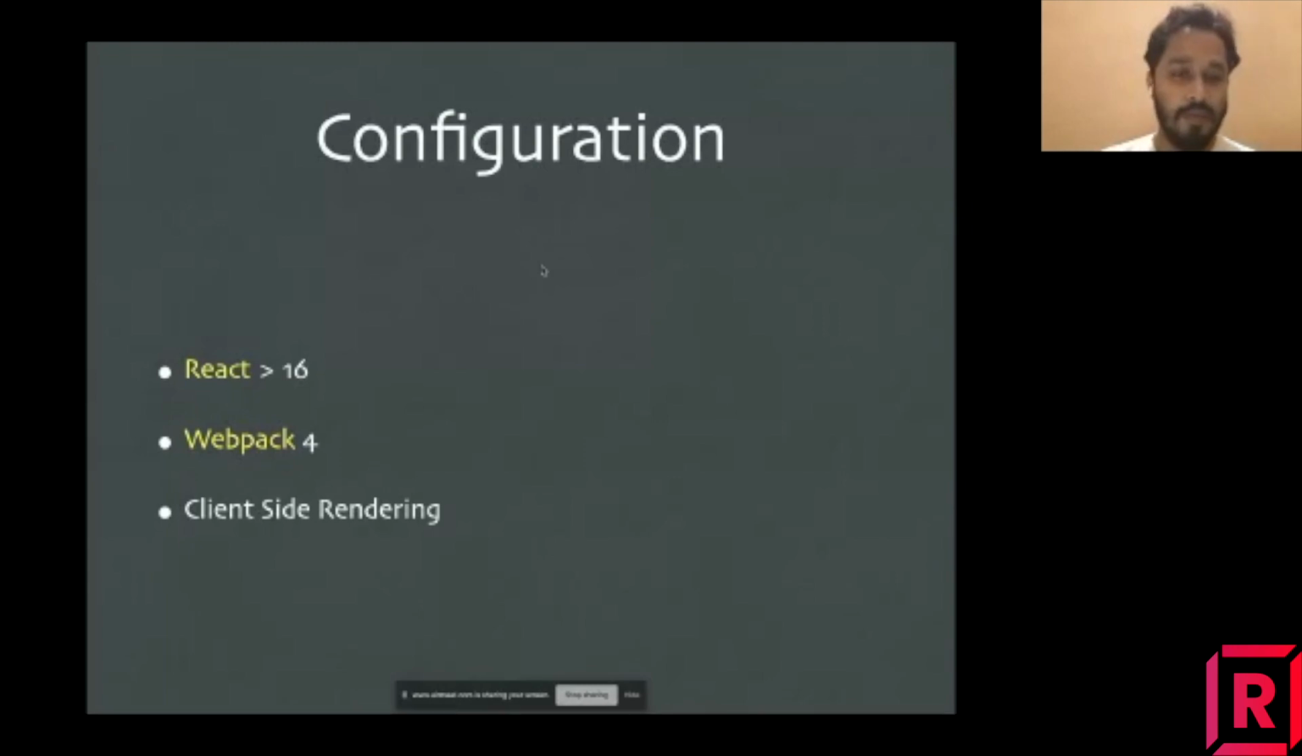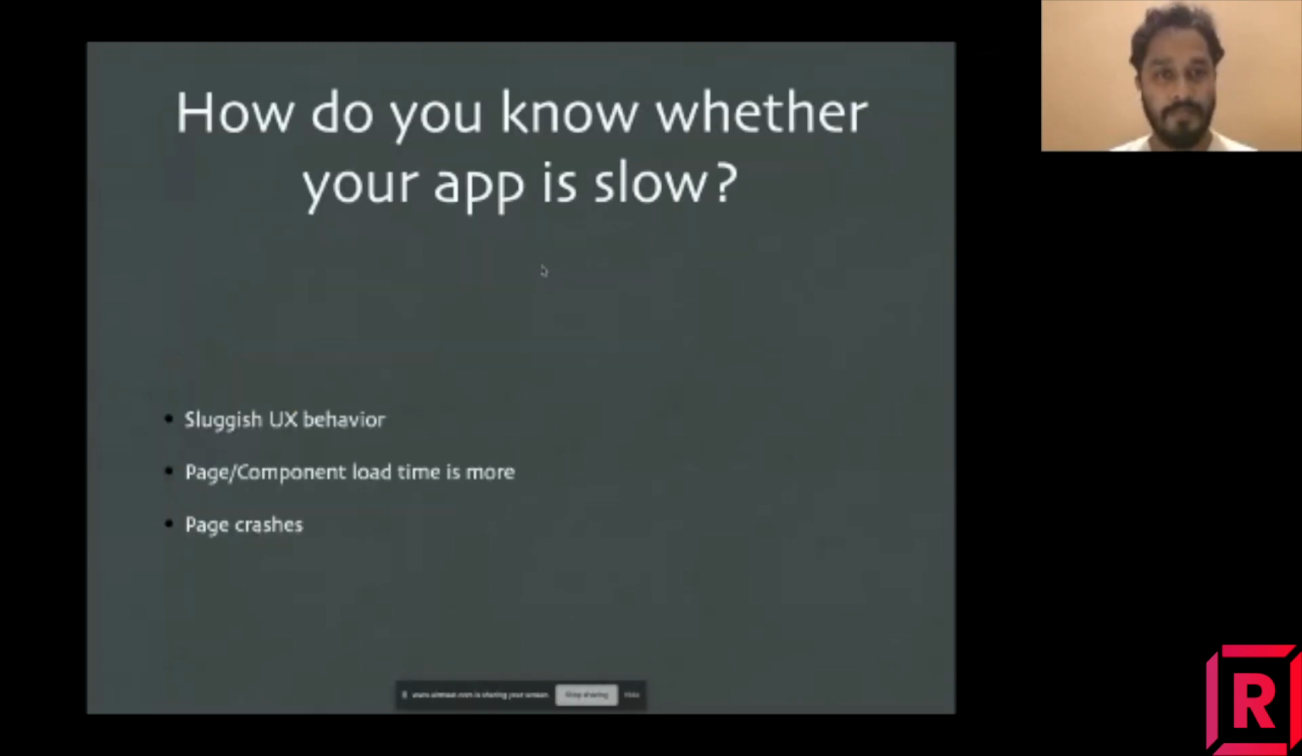So about my configuration, about what I'll be talking about, the optimization. It'll be about all the things on React above 16 versions, having a Webpack 4 configuration, and this will be more on client-side rendering. When I say client-side rendering, I'm not going into server-side rendering. It's purely focused on client-side.